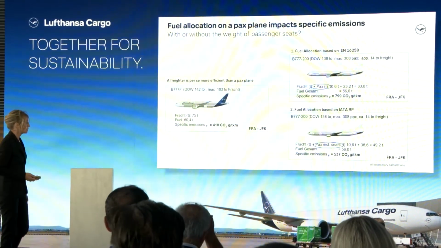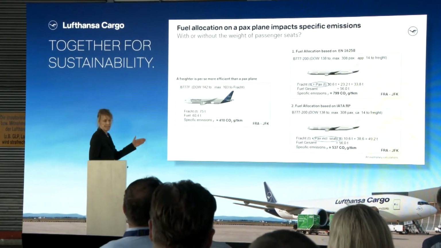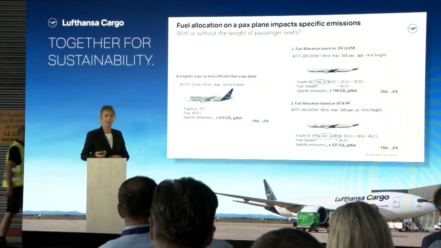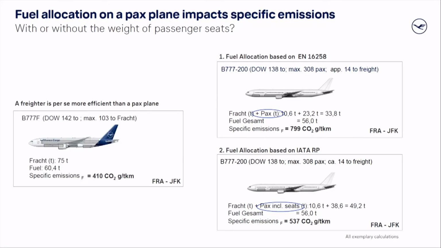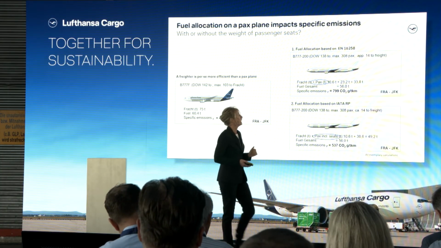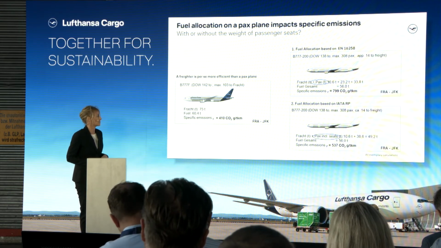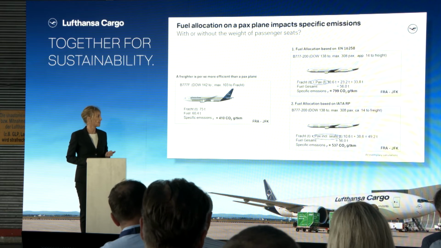This is the last topic I would like to address: fuel allocation. If you're looking at the fuel on a freighter, it's 100% clear that the fuel has to be allocated to the freight on the freighter. But if you're flying freight on a passenger plane, you have to decide how you allocate the fuel, to the pax or to the freight. There are two common allocation methodologies right now. Here, you just take the freight tonnage and the pax tonnage, use the same split for allocating the fuel, and you come up with a specific emission of about 800 gram per TKM.